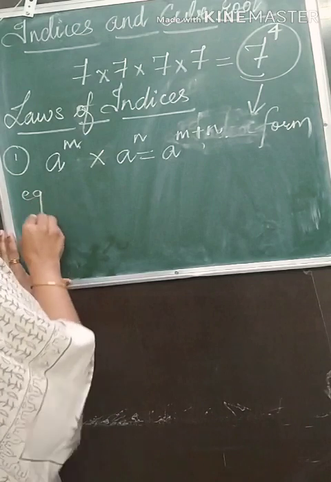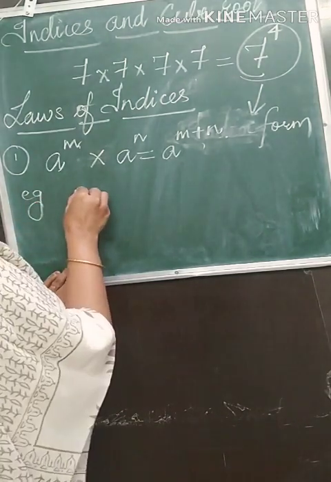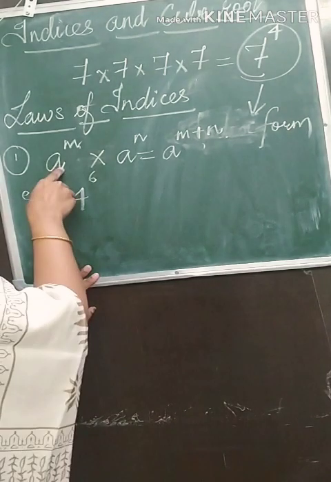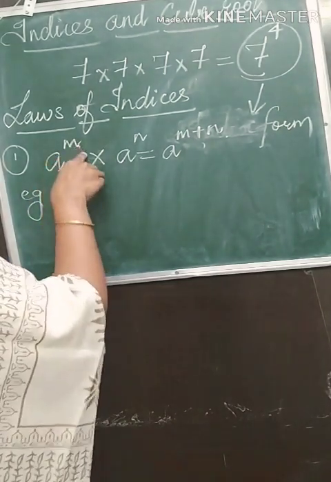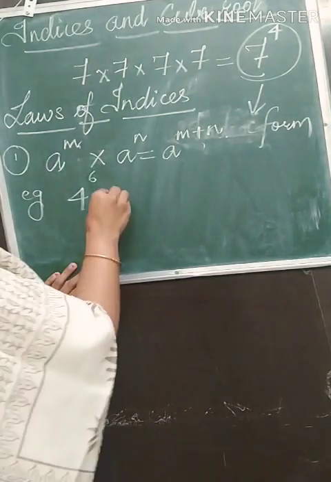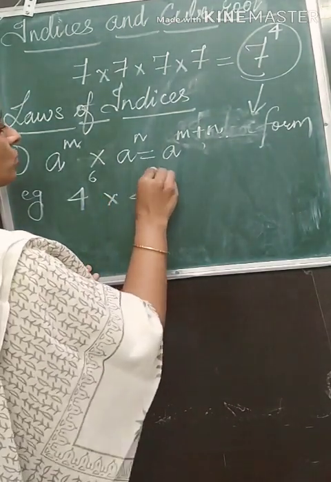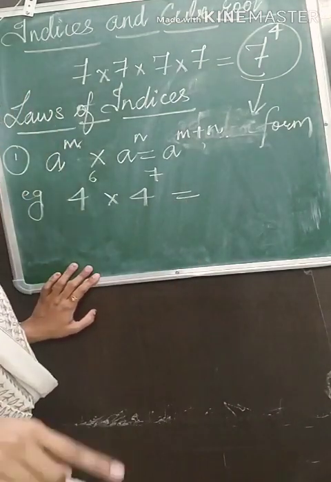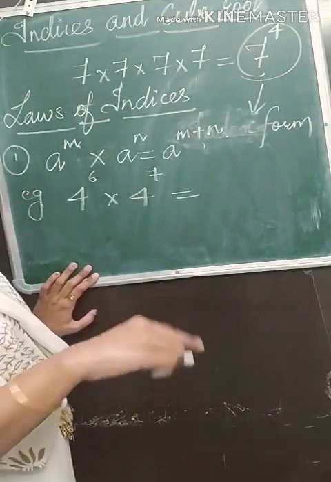Let us give an example. Suppose I have 4 raised to 6. In place of a, I have 4. In place of m, I have 6. Into 4 raised to 7 is equal to. So how will you apply the law? Which law is to be applied here? How will you get that?